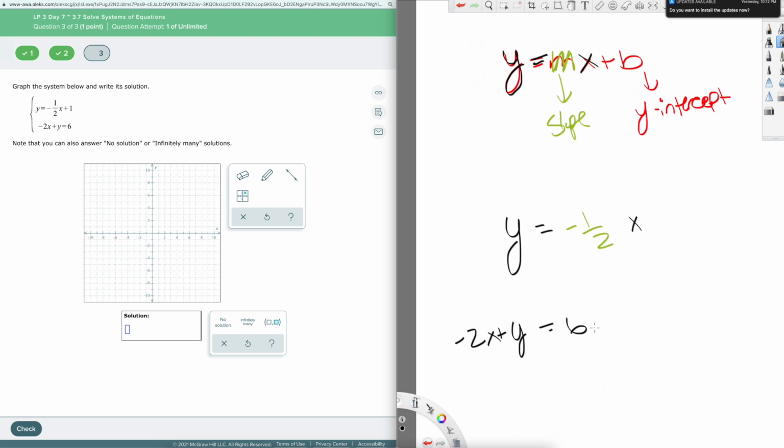Well, in order to use this slope-intercept form, I need it to equal y. I have to solve for y. So this one is pretty darn easy to solve for y. The only thing on the same side there that we don't want there is this -2x. So I'm going to go ahead and add 2x to both sides. Anything minus itself cancels out. -2x, +2x, they cancel. So y equals 2x plus 6.